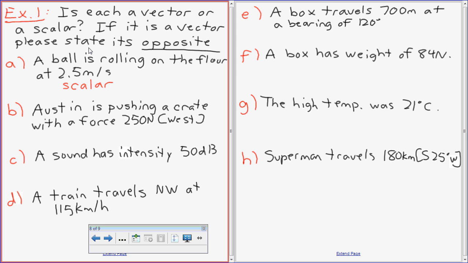Next one says, Austin is pushing a crate with a force of 250 newtons west. Vector or scalar? Chris. Vector. How do you know? Well, because there's the direction west. Yeah, it's going west. So what's the opposite of this going to be? 250 newtons east.